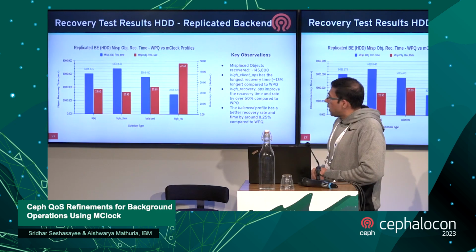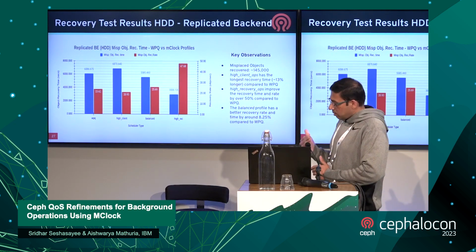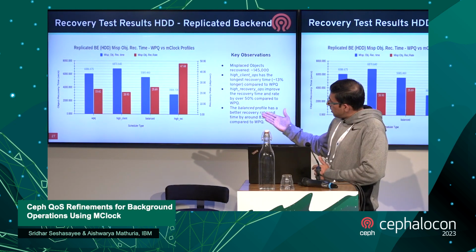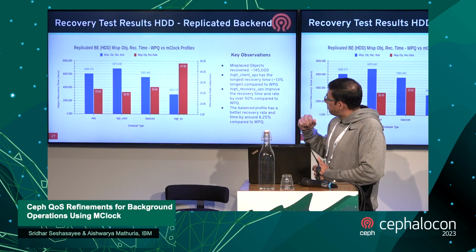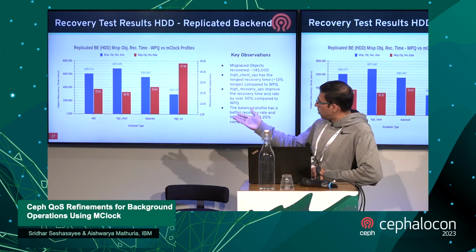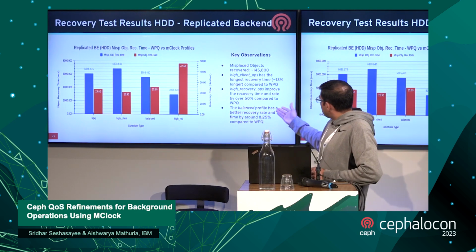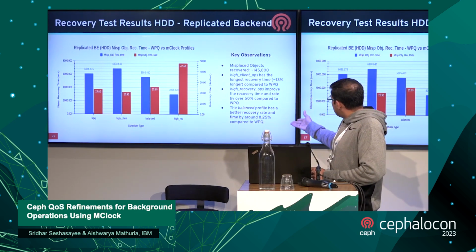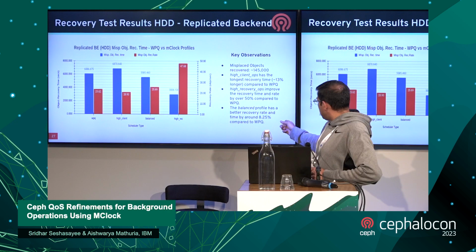With high client ops, as expected, recoveries get lower priority, and you can see that it took a slightly longer time to do the recovery. But with the balanced profile, which is the default, we see interesting results where recoveries happen much faster than what we see with WPQ. That's about 8.25% faster, right? Yeah.